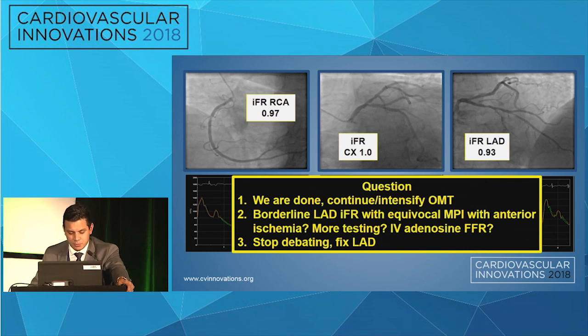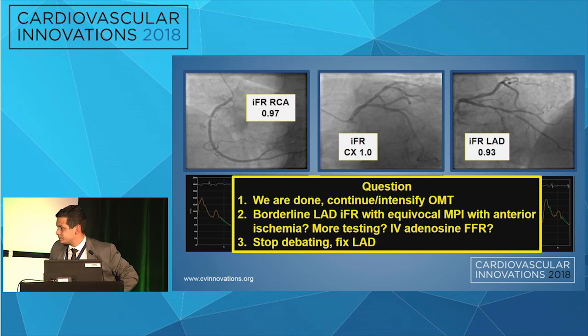Are we done? Send the patient home on medical therapy with a borderline LAD iFR and equivocal study, and as Dr. Mahmud was saying, do more testing, do FFR, or just stop debating and fix the one that looks the worst and that also had that equivocal anterior ischemia. Any thoughts? Can I ask a question to the panel? If we have an MPI that's suggesting ischemia pre-cath, do we need to do another physiology study during the angiogram?